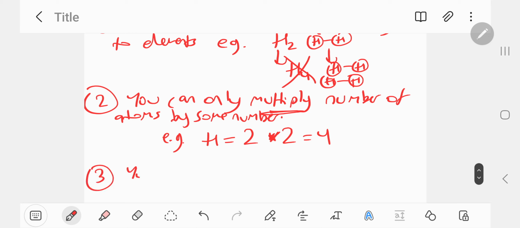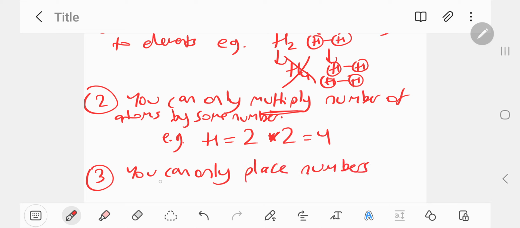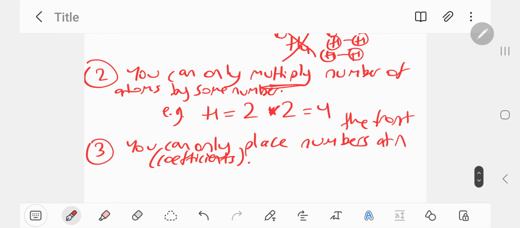Number 3, so number 2 leads into number 3. You can only place numbers. In maths and in chemistry, these are called coefficients. Numbers, I should say, at the front. So when you place a number at the front of a symbol or letter, that's called a coefficient. Only place them at the front.